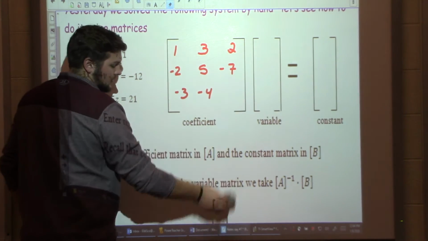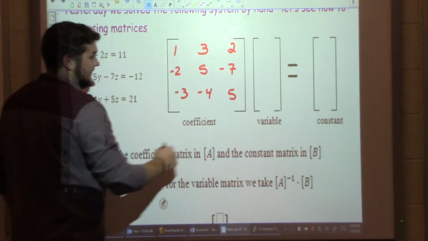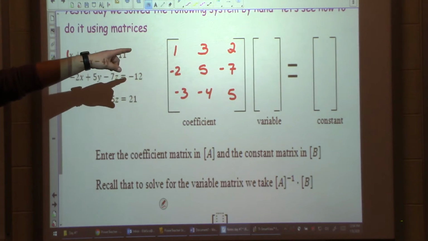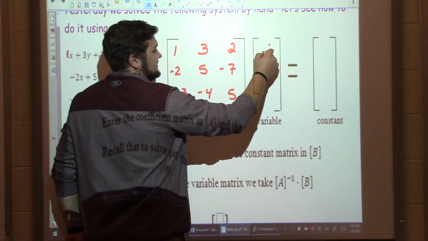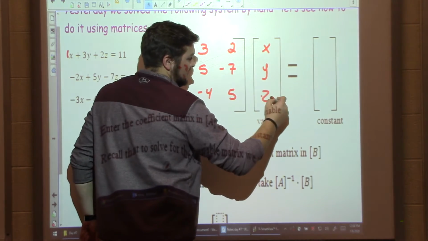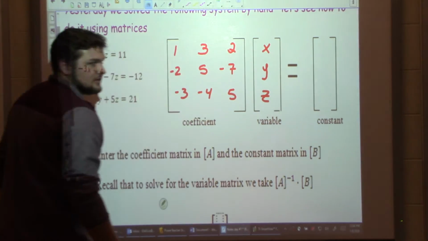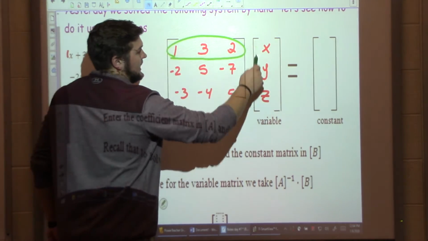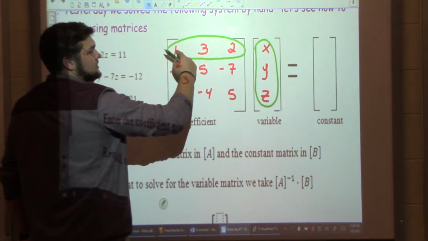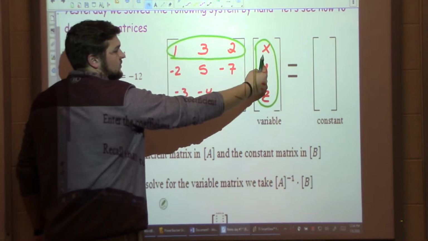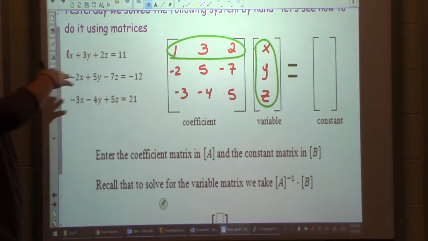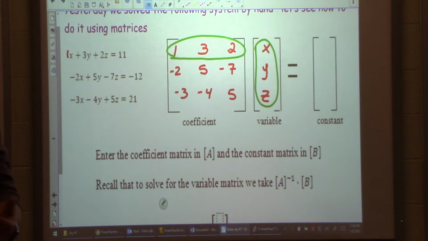Do you think it matters what order I put them in here? Yes, it does. Because when we go to make our variable matrix, which one do you think is going to go in there? Variables, x, y, and z. If you were to multiply these, how do we multiply matrices? A row by a column. X should match with x, y should match with y, z should match with z. They need to match up if you're going to multiply them by hand. We're not going to multiply it by hand, but that's how it should match up.